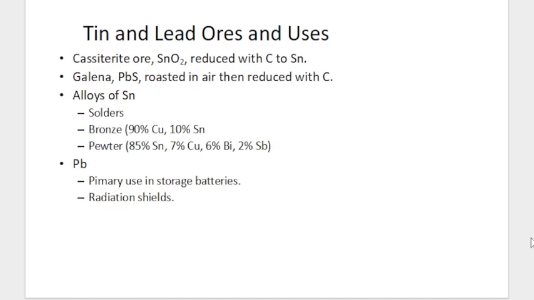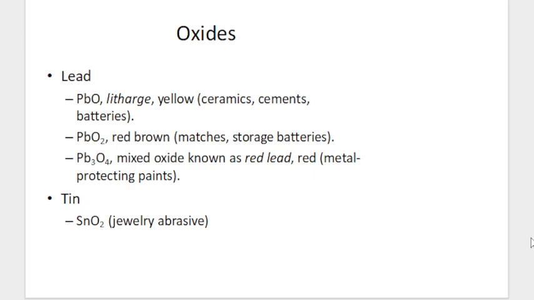Now let's consider the ores of lead and tin and their uses. Cassiterite, as I mentioned earlier, is tin(IV) oxide, the main ore of tin, and is reduced with carbon to form tin. Galena is lead(II) sulfide, which is roasted in air and eventually reduced to lead using carbon. The alloys of tin include solder, bronze, and pewter, an important use of tin. Lead is primarily used in storage batteries and radiation shields.